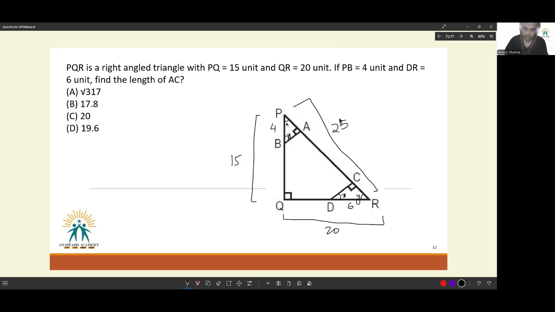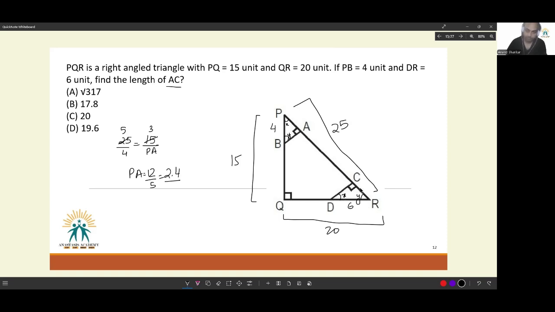Now, opposite to 90, I have 25. Here, opposite to 90, I have 4. I need the length of PA, because in order to figure out the length of AC, I need length of PR minus PA minus CR. So if I want length of PA, I need it opposite to Y. For the large triangle opposite to Y, I have 15. For the small triangle opposite to Y, I will have PA. So PA will turn to 12 by 5, which is equal to 2.4.